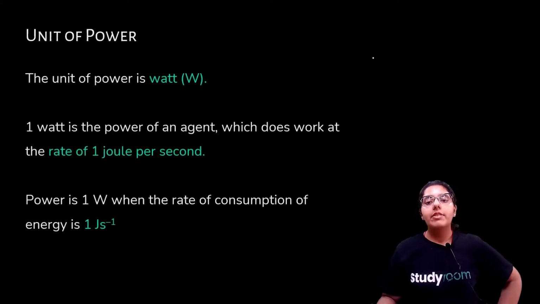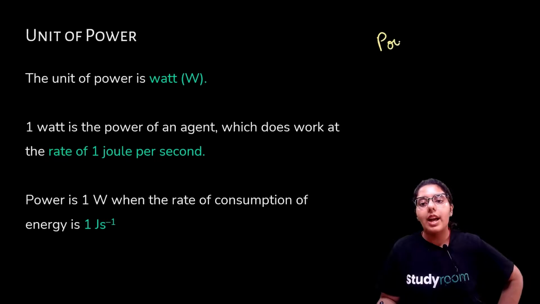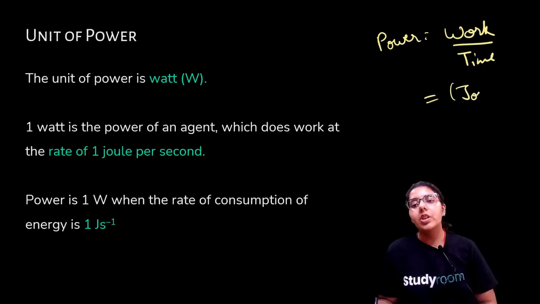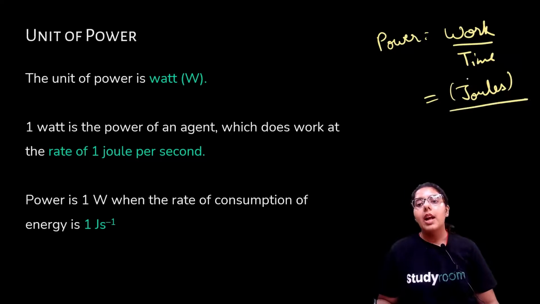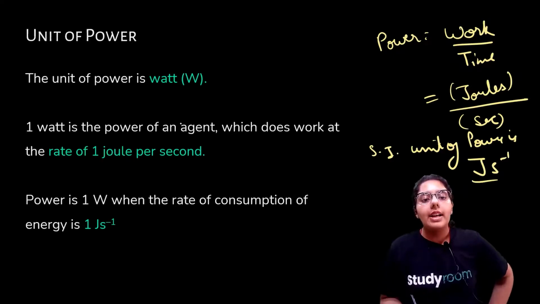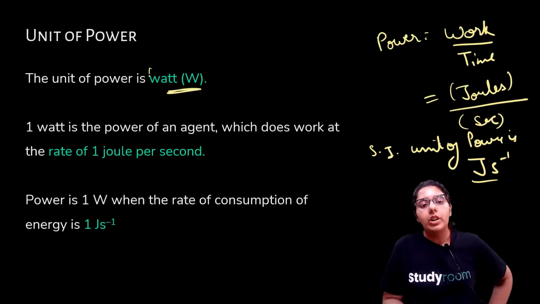So let's derive the unit of power. So as your power is equal to work upon time. What is your SI unit of work? Tell me. We denote work in joules, right? And what is your SI unit of time? Seconds. So your SI unit of power is joule per second. Okay. And we give it one special name, that is watt. Joule per second is equal to watt.